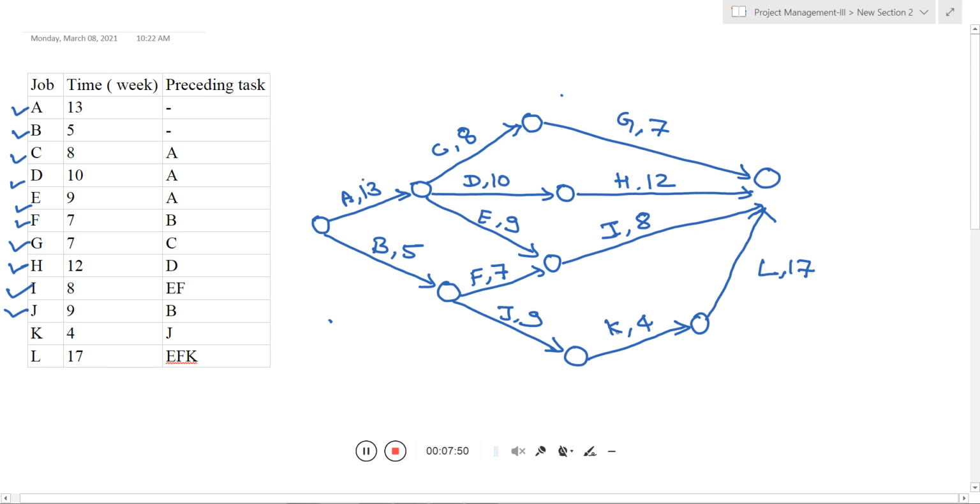So how do I show the preceding relationship of E and F with L? For activity L, the preceding relation is with E and F. E and F must be completed, then only you can start activity L. So here you need to put one dummy activity.